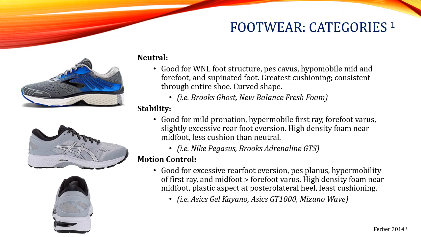So just giving you some visuals here of the different types of shoes that were mentioned previously. So the neutral shoe, the stability shoe, the motion control shoe. And you can see some examples listed for each. So the neutral shoe is good for within normal limits foot structure, pes cavus, hypomobile mid and or forefoot, and a supinated foot. It's got more of a curved shape to it.